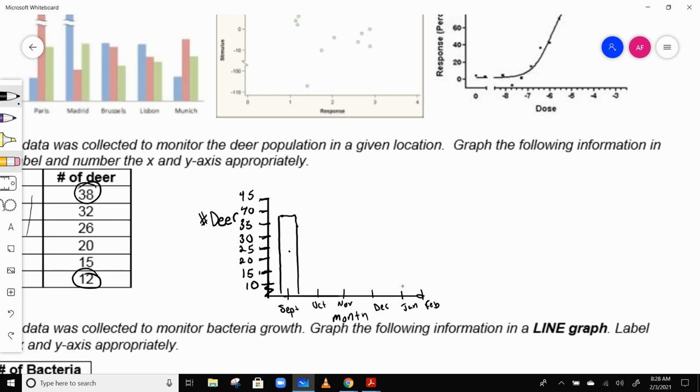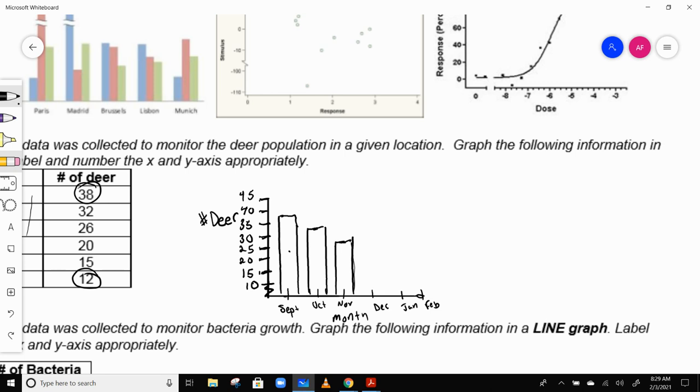October is 32, so a little bit less than halfway between 30 and 35. It's about right there. There's my other bar. And then 26 in November, so right above 25. A little ugly there, but that's okay. And then 20, that's right on 20.